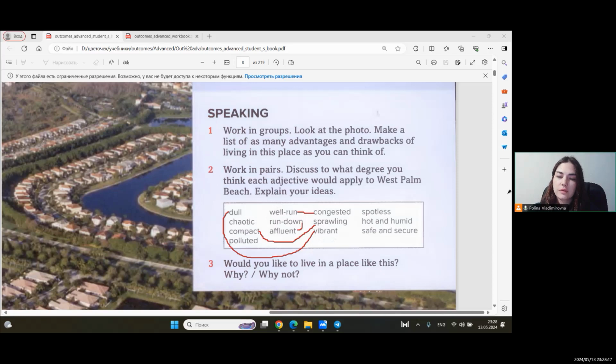So if the city is run down, it means there are a lot of derelict buildings which are in a bad condition and they seem to be almost abandoned altogether. This is what rundown is, right? And affluent, so people roll in money in this area. Everyone is healthy and wealthy, you know.